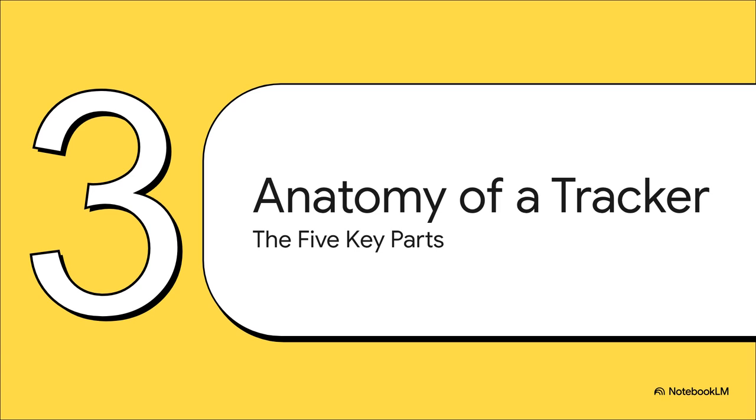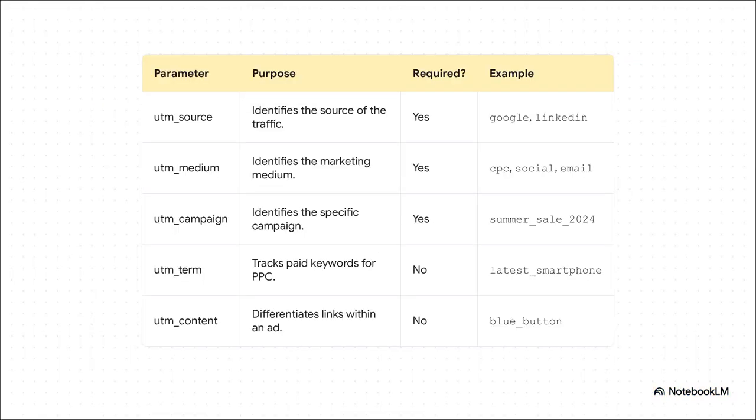Okay, to really get this, we need to break down what one of these things looks like. I want you to think of it like a sentence. It's got 5 key parts, and when you put them all together, they tell the complete story of a user's journey to your website. So let's take a look at each piece. All right, there are 5 parameters here, but the logic is actually super simple. You really only need to worry about the first 3 to get started.